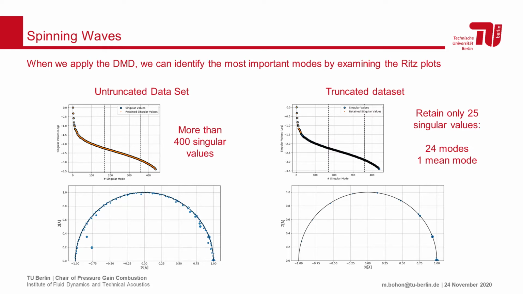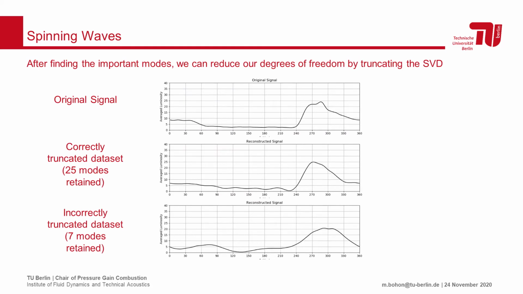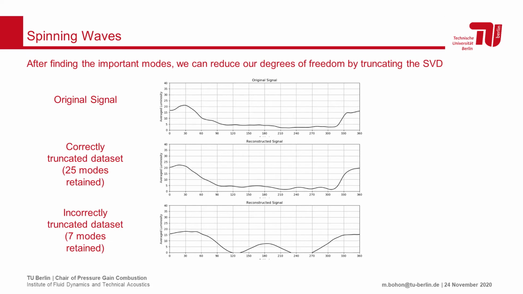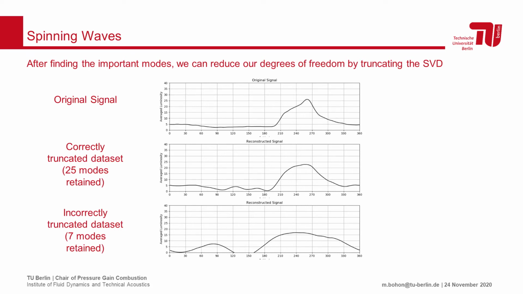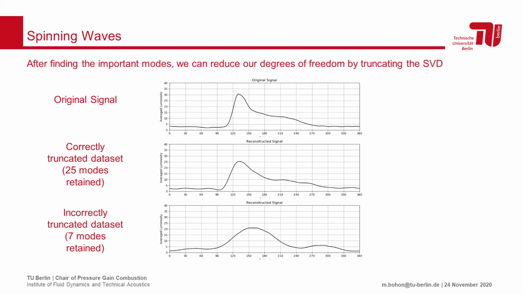In the plot of the eigenvalues for the truncated case, we can see the dominant modes distributed around the unit circle. Following this procedure, we can complete the DMD using the truncated set of modes. We can then try to reconstruct our original dataset using only these selected modes. However, care must be taken, such that the truncation process is not too severe.